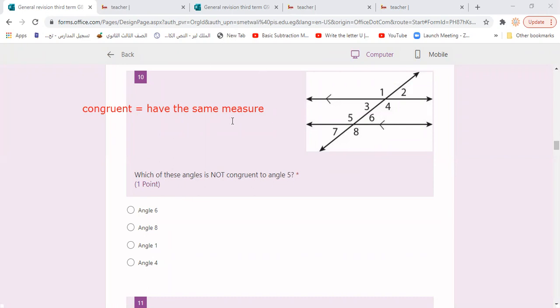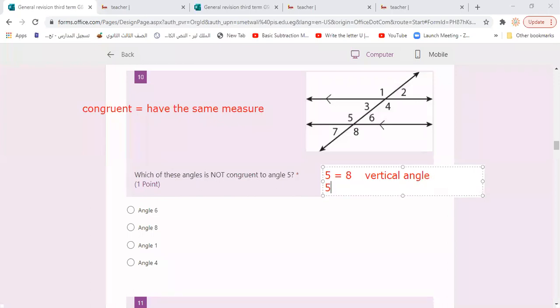Angle 4, yes. Okay, let me write with you. So we said angle 5 will be congruent with angle 8. By which reason? Vertical angles.